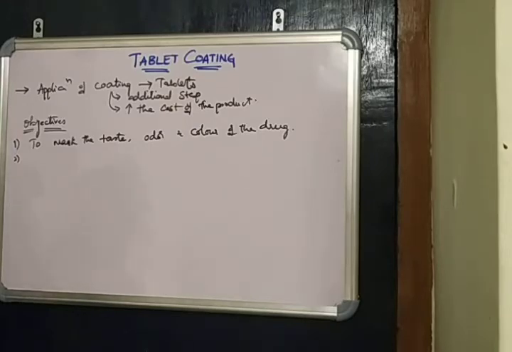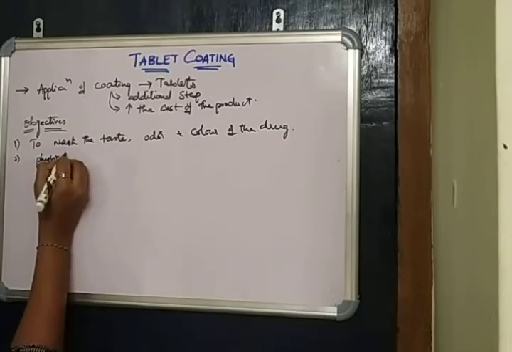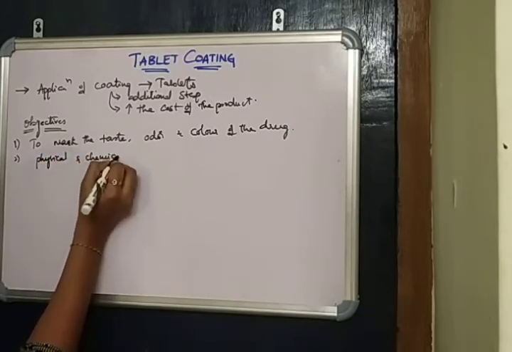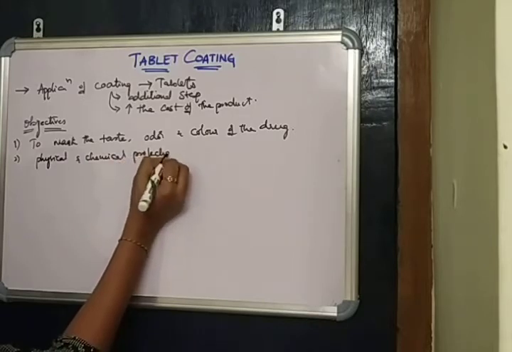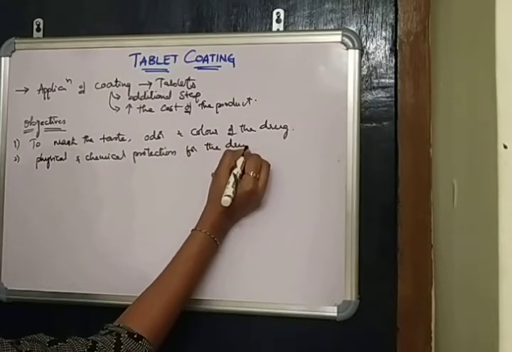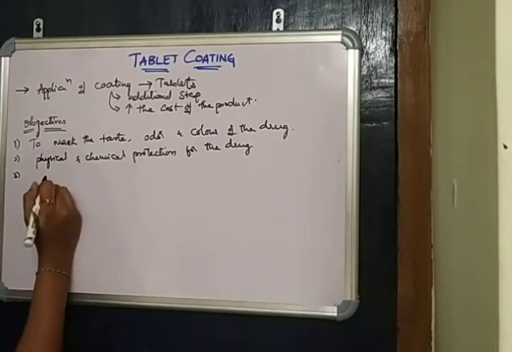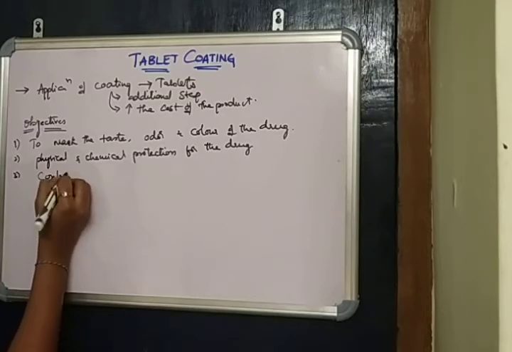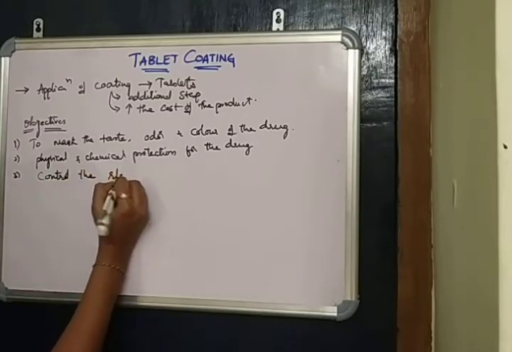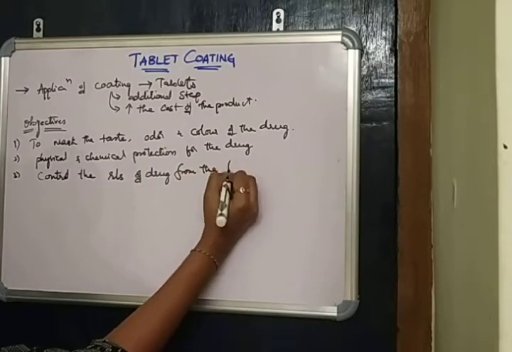Next, to provide physical and chemical protection for the drug. We have to protect the drug, either physically or chemically. And to control the release of the drug from the tablet.